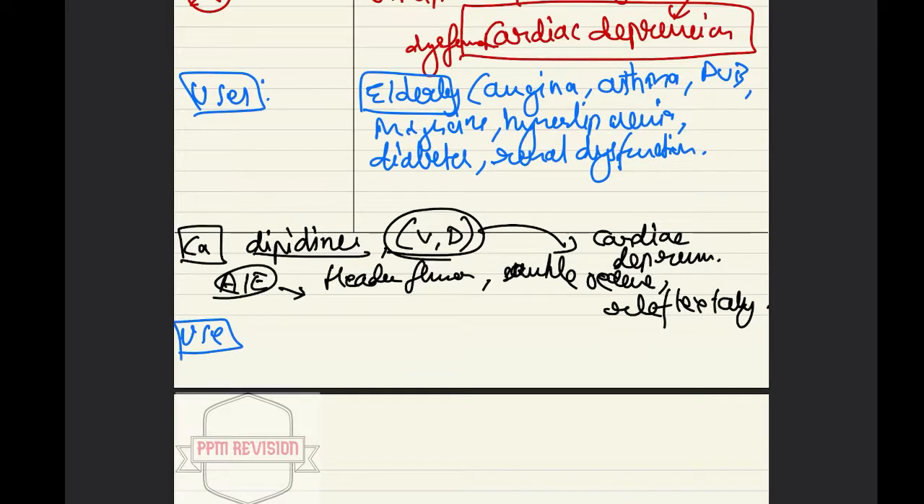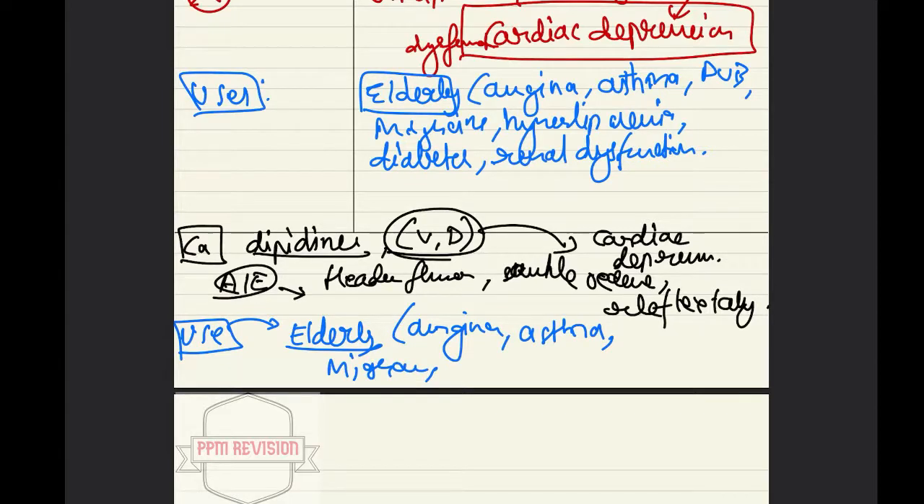Where is it used? Mainly in case of elderly it is recommended, and in case of angina, asthma, migraine, and also in case of PVD, that's peripheral vascular disease, hyperlipidemia, diabetes, as well as renal dysfunction.